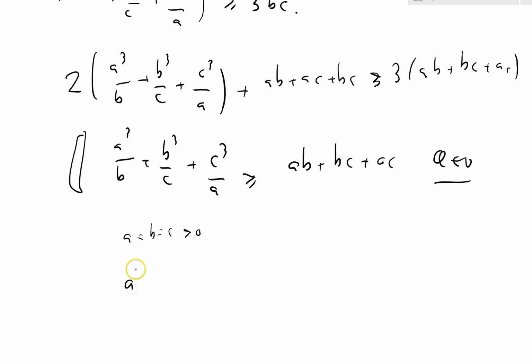Well, that gives me A squared plus A squared plus A squared is greater than or equal to A squared plus A squared plus A squared. Oh, well, yeah, of course it is. Greater than or equal to, well, duh. Of course it is. We've got 3A squared. It's greater than or equal to 3A squared.